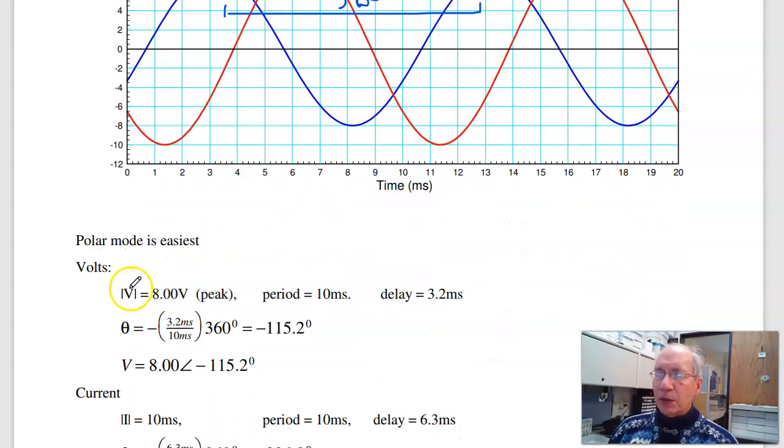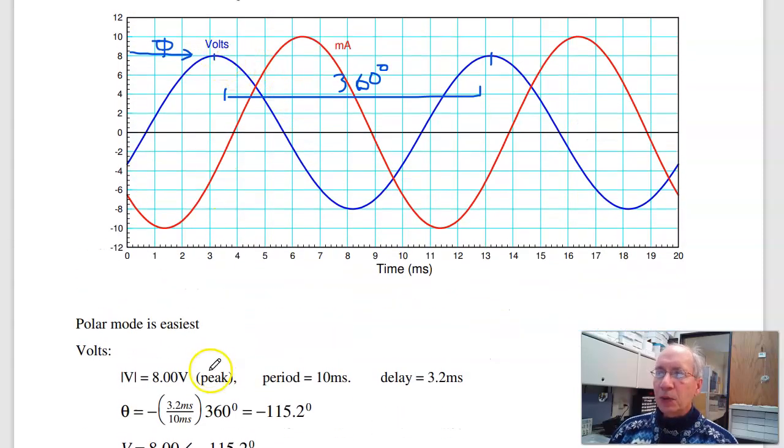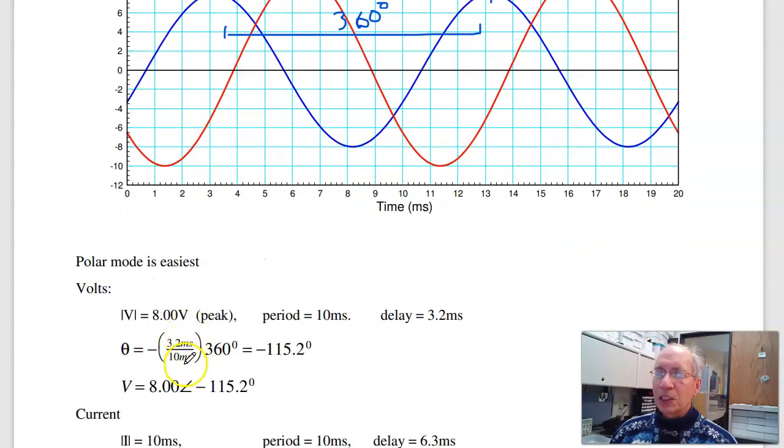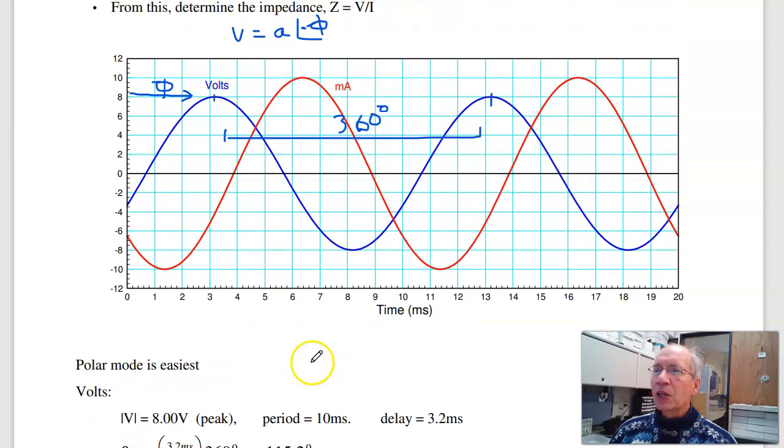So to do that, for the voltage, I know the peak is 8 volts. The period is 10 milliseconds. The delay is 3.2 milliseconds. So the phase is that percentage of a period times 360, minus 115 degrees. There's your voltage.